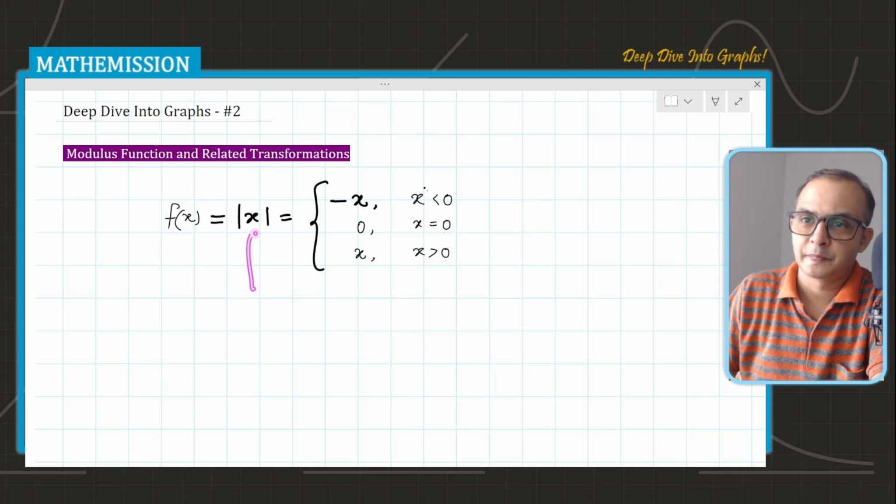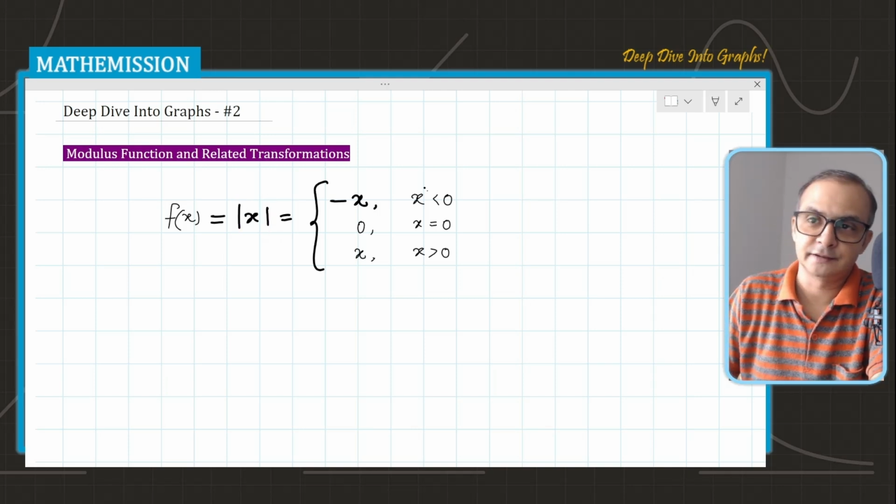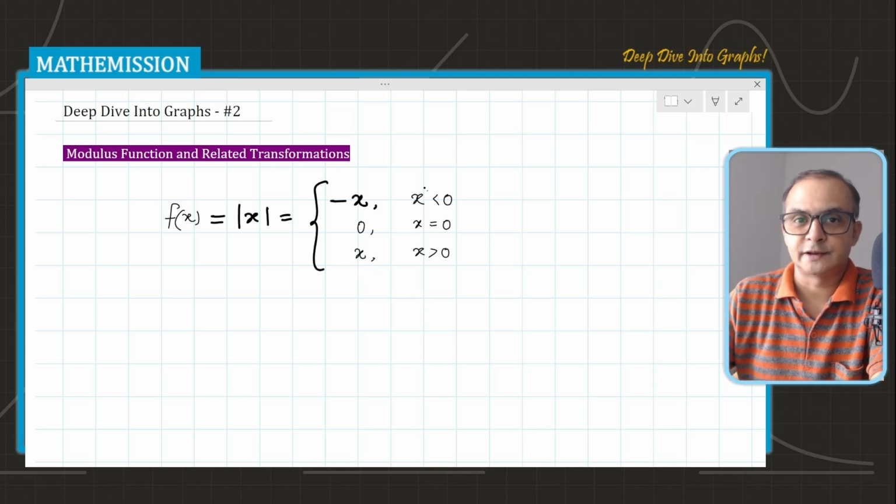This notation, the vertical bars around x, is the fancy way to write this whole definition. It means whenever you see modulus x, we have to understand that it is negative x when x is less than 0, it's 0 when x is equal to 0, and when x is positive, I have to take x. So this is the definition of mod x. Now, how do we draw the graph of this mod x?